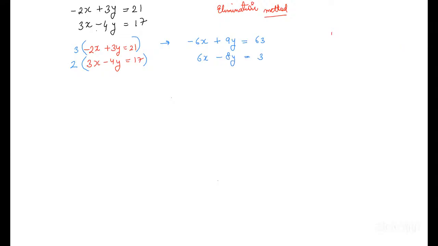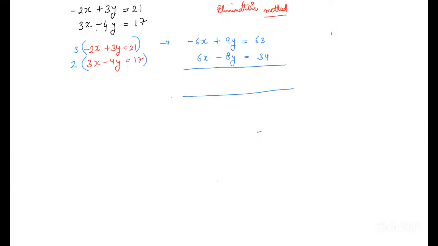What problem are you facing right now? Ask me, please. Sir, one is minus 6x, the other is 6x. So is the sign the same or different? Different. For different signs, what does this mean? If a different sign is there, then we have to add. We don't have to change the sign. Understood?